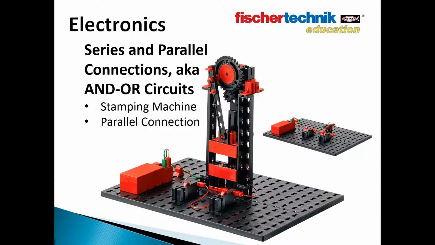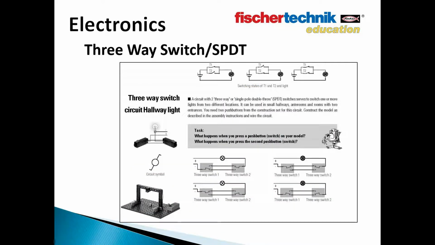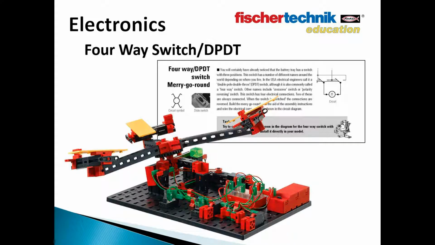Next, students will explore series and parallel connections, also known as and/or connections. They will build several models to experiment with both series and parallel connection variations. A simulation of hallway lighting is used next to provide an example of a circuit with 2 three-way switches, sometimes referred to as single pole double throw or SPDT switches. Next, students will experiment with 4-way or double pole double throw DPDT switches by using a merry-go-round simulation with a pole reversing switch.